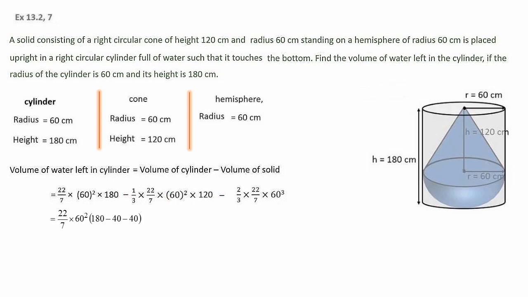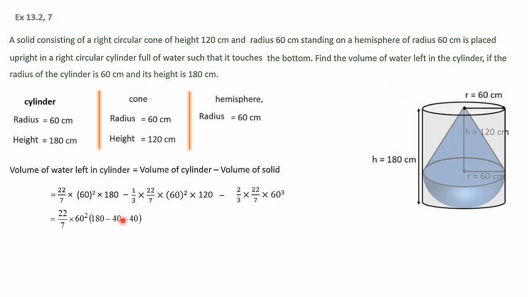Then 22 by 7 into 60 square is common. Here you can see 22 by 7 into 60 square, here also 22 by 7 into 60 square, and here also 22 by 7 into 60 cube is there. So 60 square we can take out. If you take out 22 by 7 into 60 square, here there is only 180 balance, minus, and here 22 by 7 into 60 square is out. So 3 and 120 we can cancel, and we will get the balance 40.